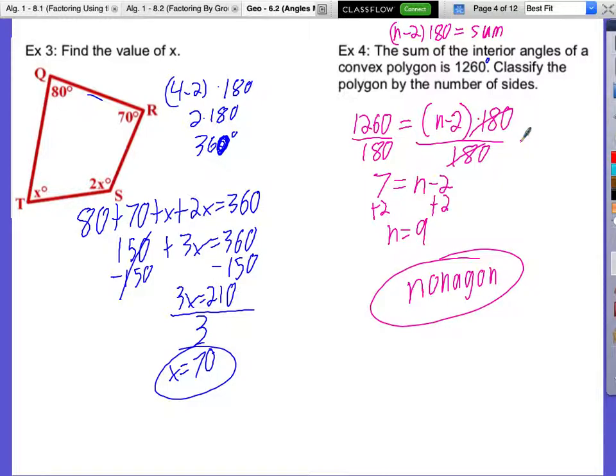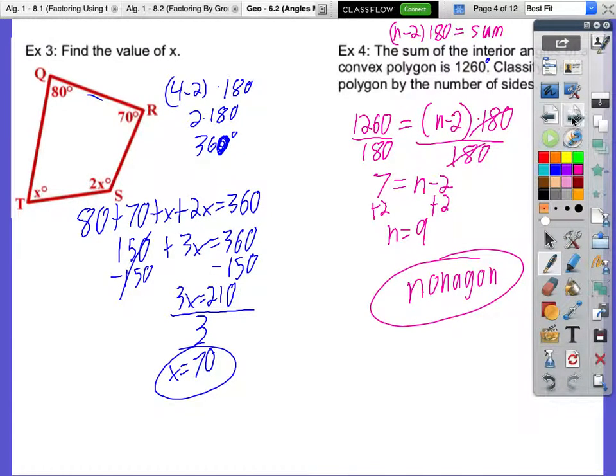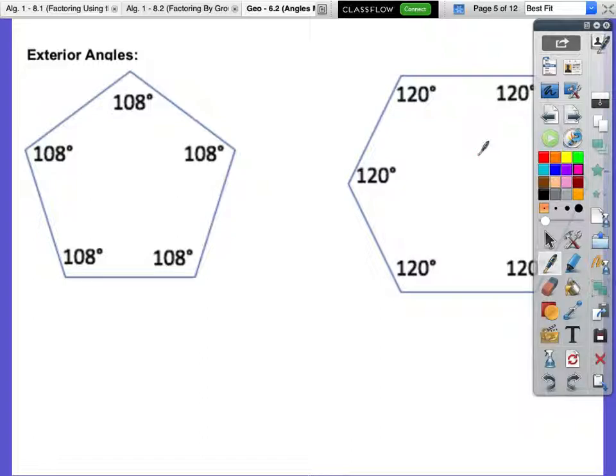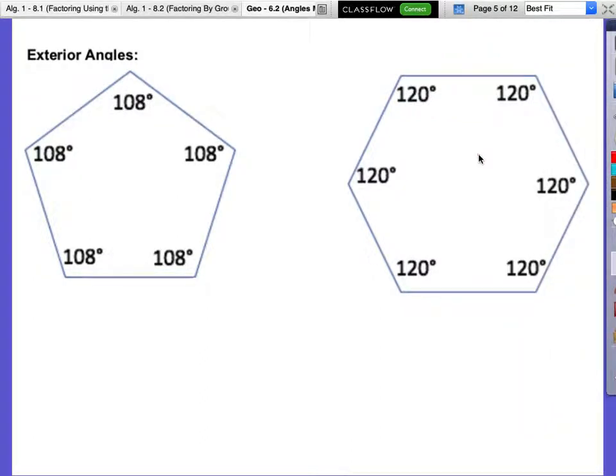I love algebra. Like if anybody needs help in algebra. Okay, so you have this part where it says exterior angles. We're going to move along, move along, move along. Right on this page. Jacob, look over here. Thank you.